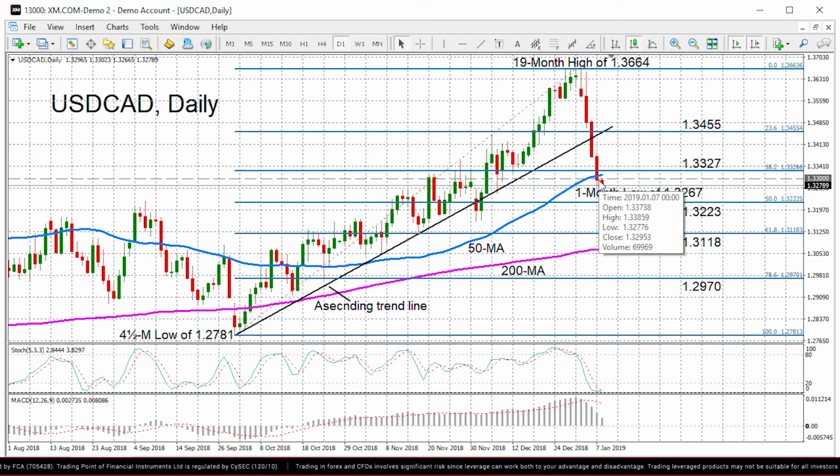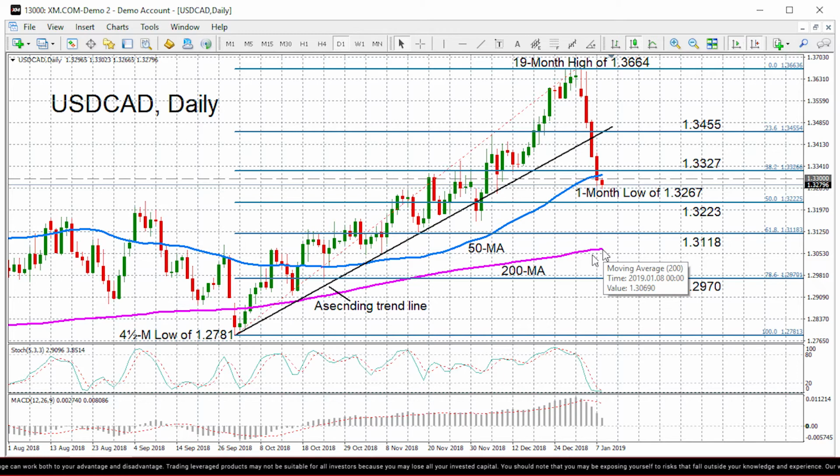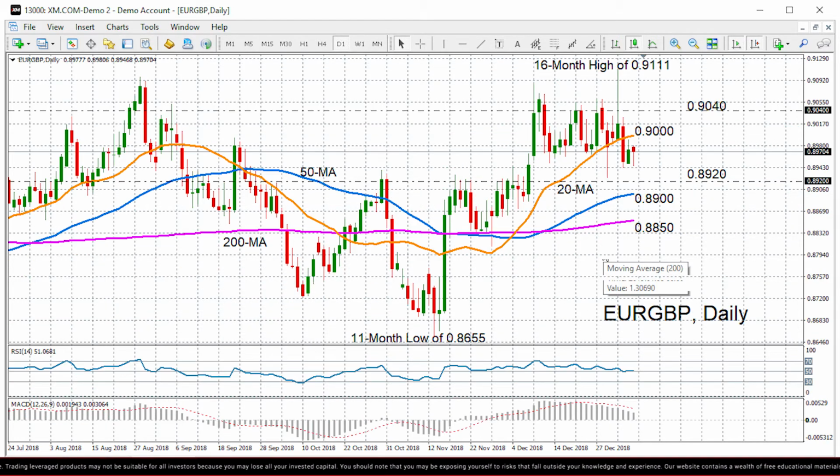If we see a substantial drop below the 50-day moving average, we could see that outlook at risk of turning neutral and possibly bearish if prices fall even lower, potentially below the 200-day moving average at around 1.3070. And finally, looking at euro pound, the near-term bias is very neutral at the moment.